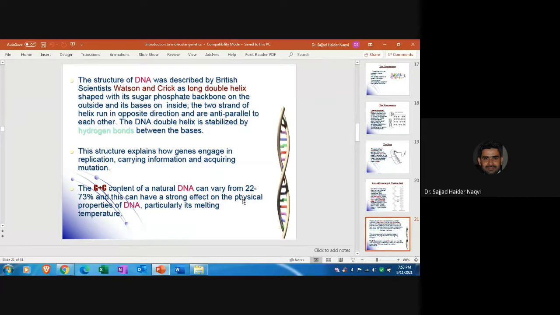We all know that there are four different types of nucleotides based on the nitrogenous base: guanine, cytosine, thymine, and adenine. It is calculated that the G plus C content of a natural DNA ranges from 22 to 73%. What is this G plus C content? It's the proportion of guanine plus cytosine present in a natural DNA, so it varies from DNA to DNA. This G plus C content also affects the physical properties of the DNA, for example, melting point. The reason is that guanine and cytosine undergo hydrogen bonding with three hydrogen bonds, while adenine and thymine undergo hydrogen bonding with two hydrogen bonds. So the more G and C content, the more bonds, and that's why the higher the melting temperature.